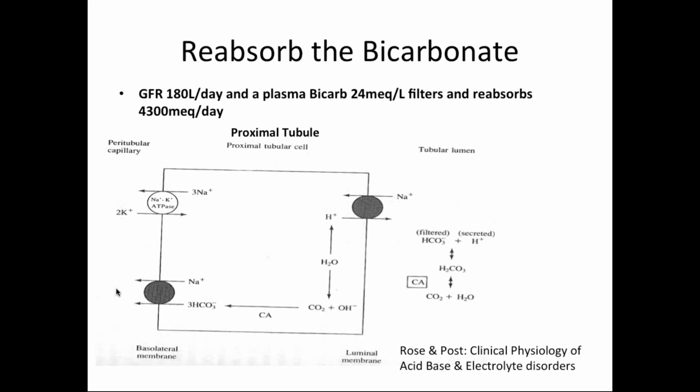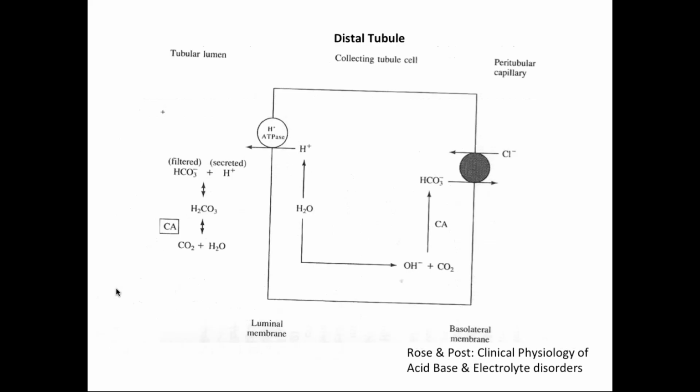In the distal tubule, we have something similar, but the channels and the transporters are different. So the tubular lumen on this side is here. We have an H plus ATPase, which will secrete the H plus into the lumen, and again the H plus will combine with the bicarb and, with the carbonic anhydrase, make CO2 and H2O.